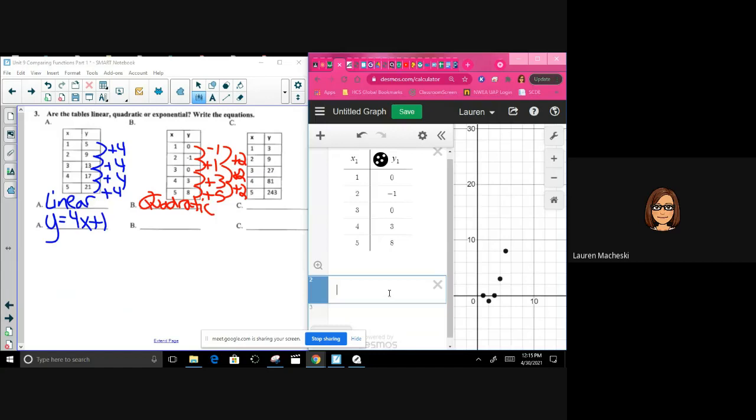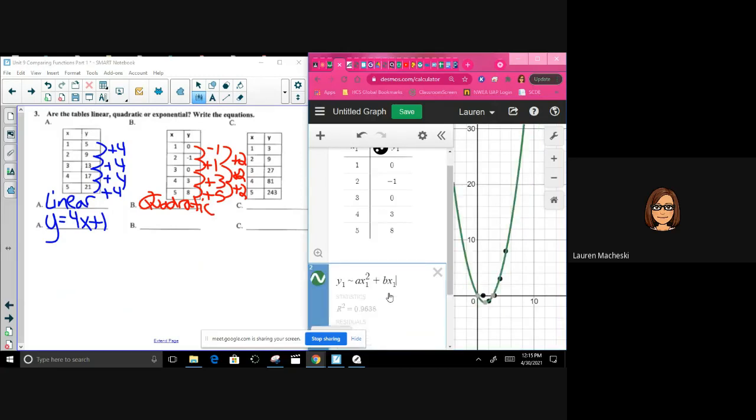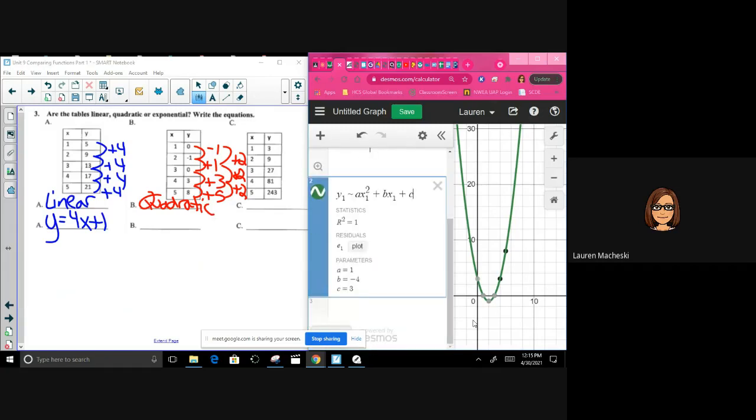Now, tell your calculator to give you your equation. So for a quadratic, it's y1, squiggly, ax1, and square that, plus bx1 plus c. There you go. You get your parabola that goes through your points. All you need is your a, b, and c. So write your equation. So y equals 1x squared minus 4x plus 3.